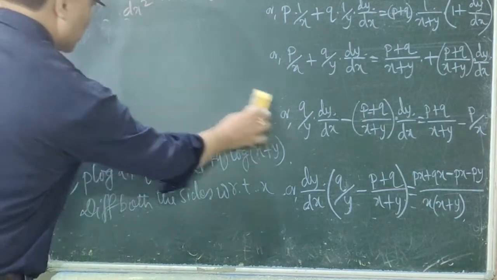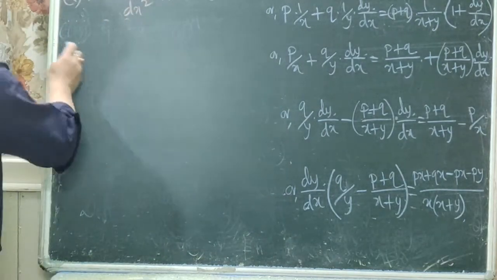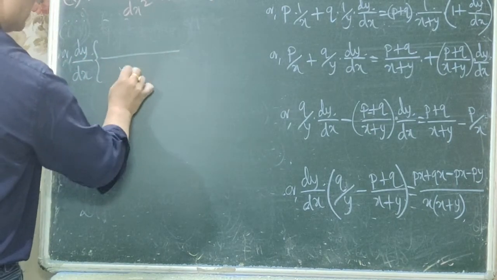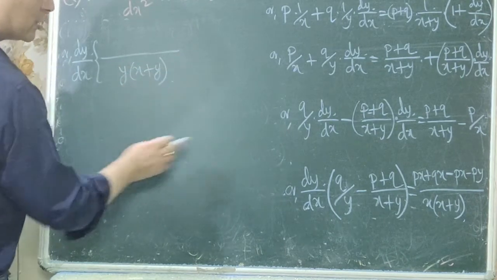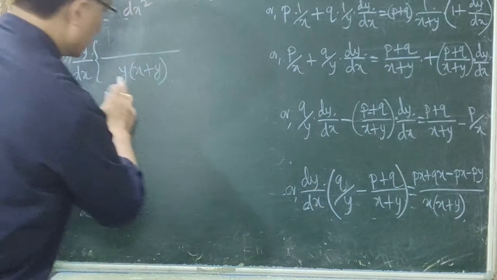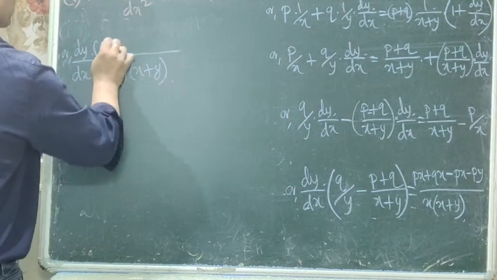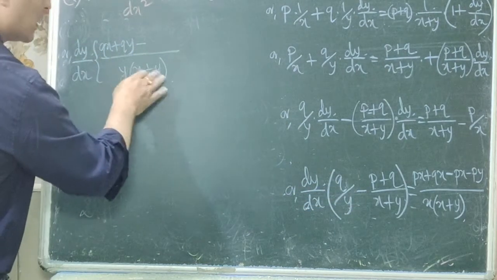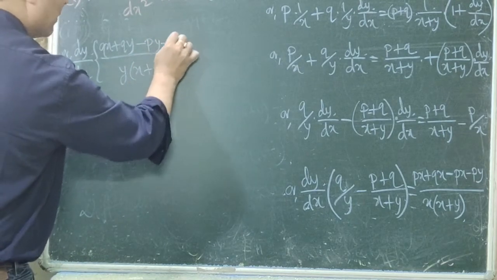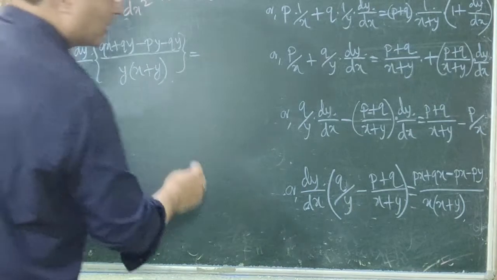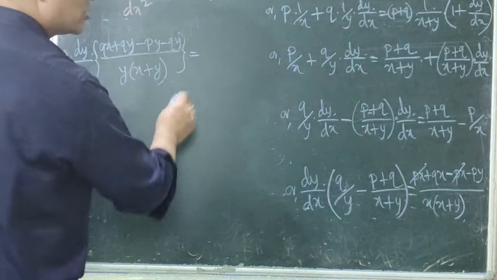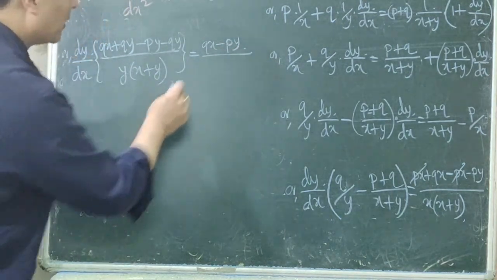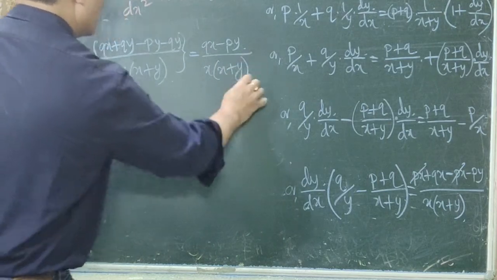So now on the left hand side also, you can take the LCM and you can simplify it further. So dy by dx, what's the LCM here? Y into x plus y is the LCM. Numerator becomes, y gets cancelled, remains x plus y multiplied by q, qx plus qy. Then minus, here x plus y gets cancelled, y, so minus py minus qy, which is equal to, on the right hand side you can cancel this px, so it is qx minus py, right? qx minus py divided by x into x plus y.